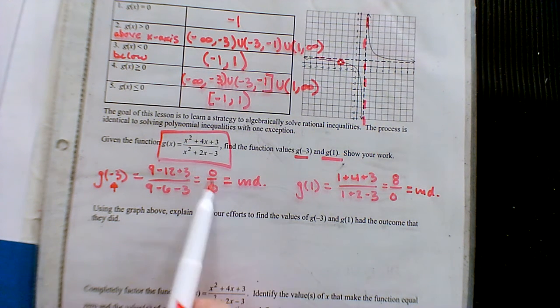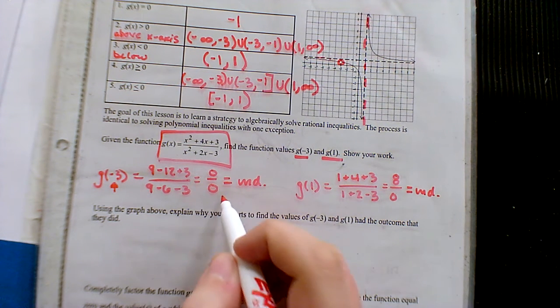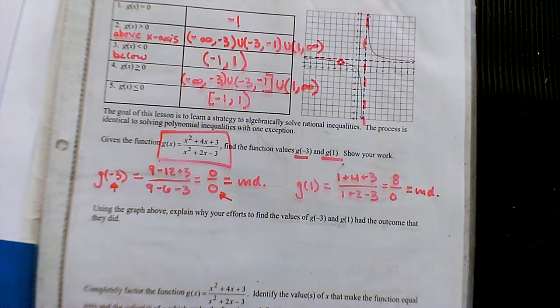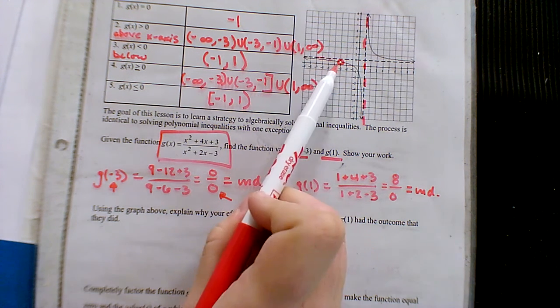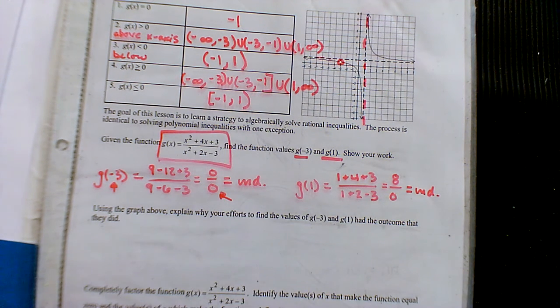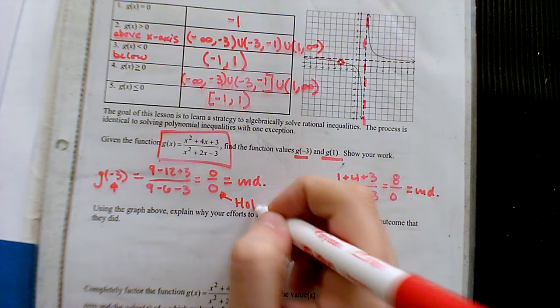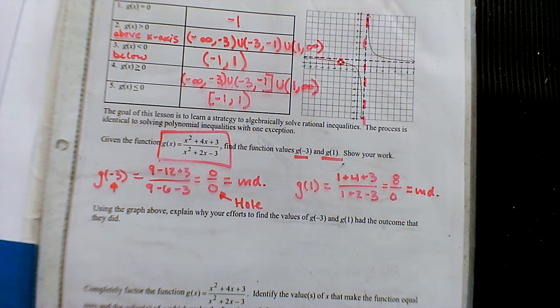0, right? We have 0 over 0. So whenever you plug in a number into a rational function and you get this result, 0 over 0, that's signifying that you have an open circle at that spot. Okay, we're just going to go ahead and call that a hole. Like a chunk of the graph is missing. You have a hole in the graph.